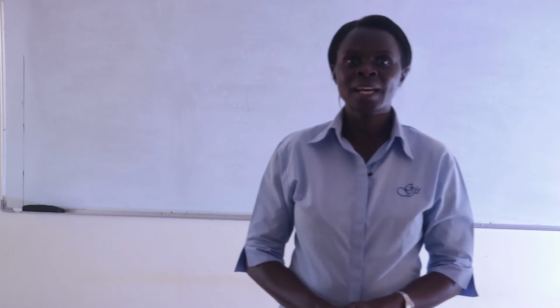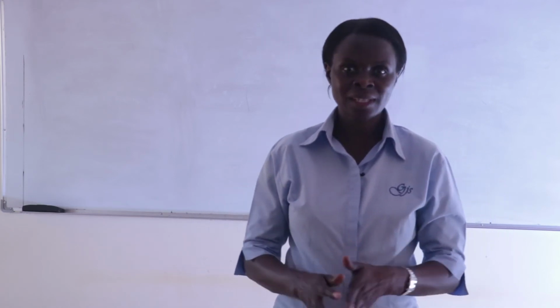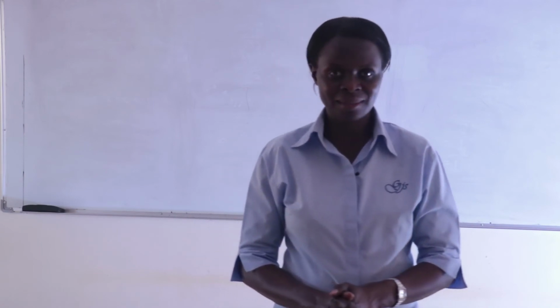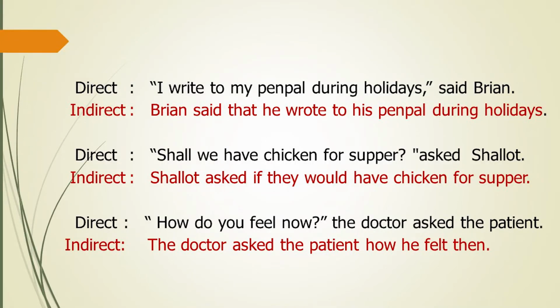Take note that in indirect reporting, we only use pattern 1. That's to say, the speech tag comes first. Look at my examples. Example 1. In the direct speech we have, I write to my pen pal during holidays, said Brian. If you remember, that is pattern 2 of the direct speech. Now when you are writing it in the indirect speech, the speech tag comes in the first place. Brian said that he wrote to his pen pal during holidays.